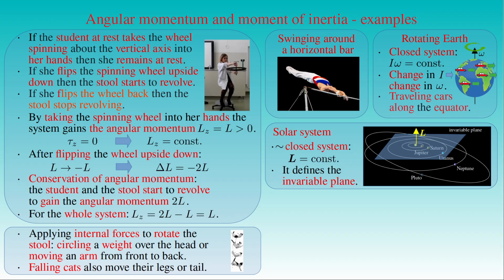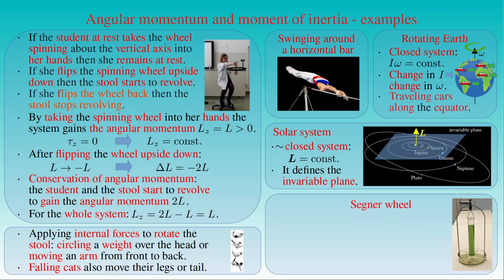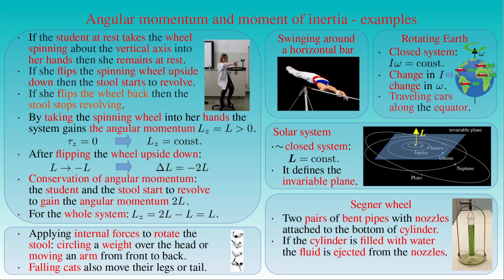Our last example is the Segner wheel consisting of a vertical cylinder and one or two pairs of bent pipes with nozzles attached to the bottom of the cylinder. If the cylinder is filled with water, then the fluid is ejected from the nozzles due to the hydrostatic pressure, which produces torque on the wheel causing its rotation. In a Segner turbine the working substance is normally steam, and the torque produced in such a system can be transmitted to a working device through a mechanism using belts and pulleys.